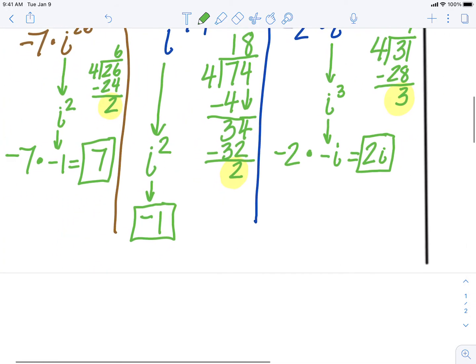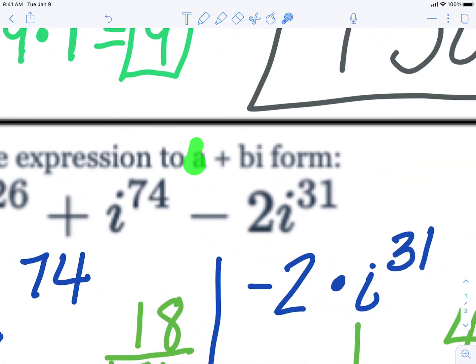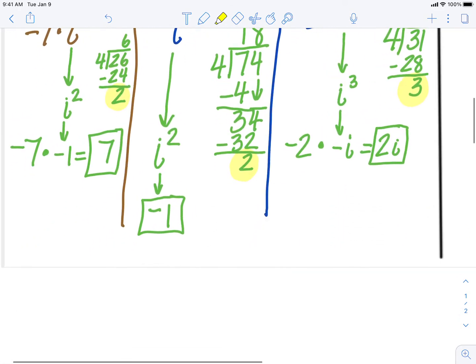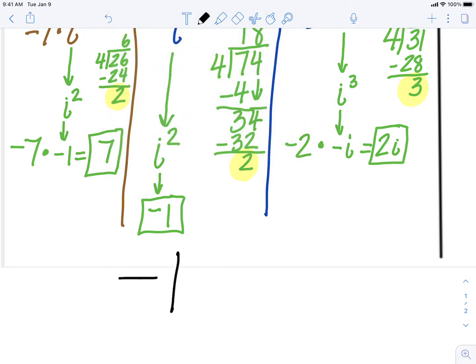So, remember, my answer has to be in a plus bi form. A means regular numbers first. Bi means imaginary numbers, numbers with i, second. So, do I have any regular numbers here? I do. Negative 1 is a regular number. So, I'm going to write that first. Negative 1.